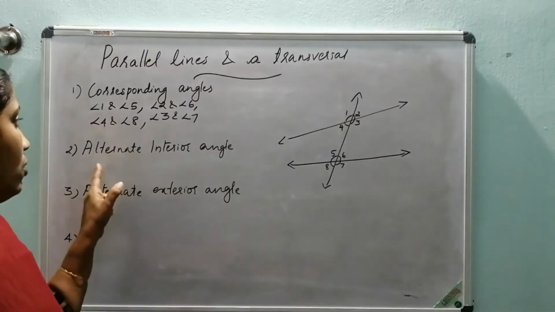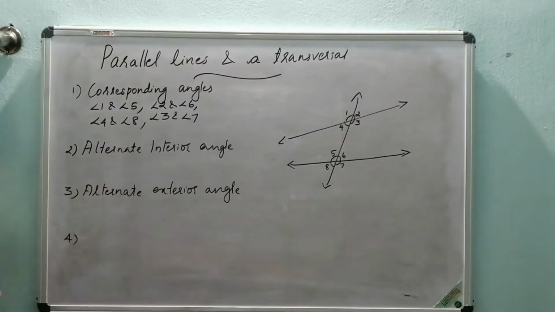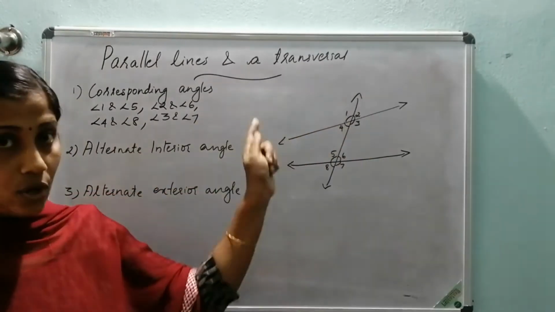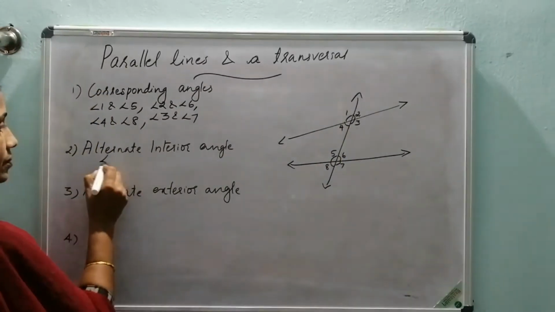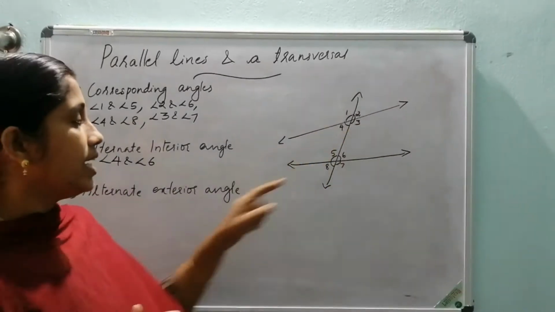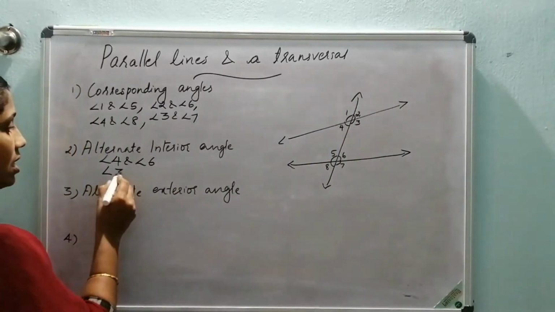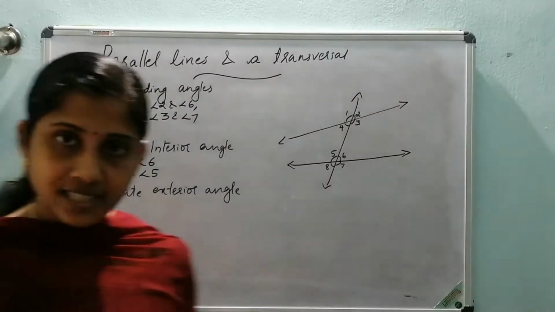Okay, then we can look at which are the alternate interior angles. Interior means inside, and alternate means opposite sides. Angle 4 and angle 6, then angle 3 and angle 5. These are the alternate interior angles here.